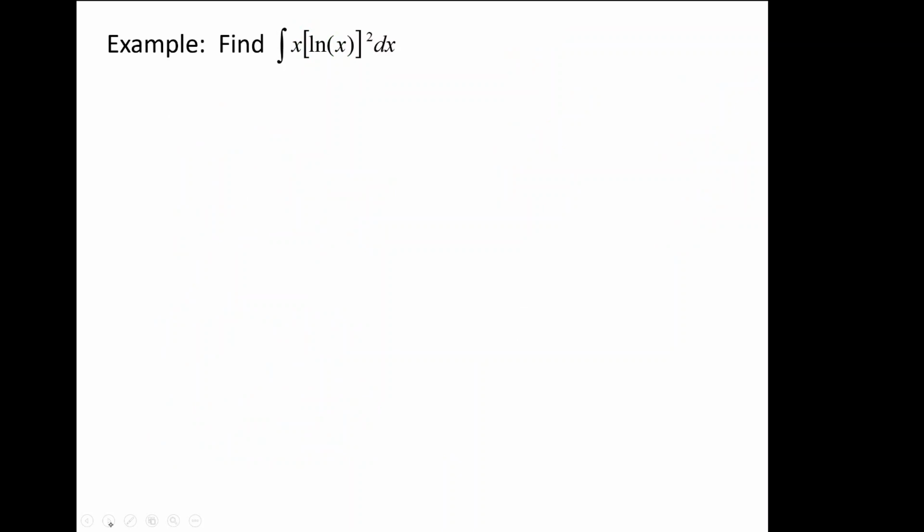Okay, next one. How do you do this? x times ln of x to the power of 2. Well, it worked so far. Let's try it again. Let's try the LATE acronym, because we have an algebraic term and we have a log term.